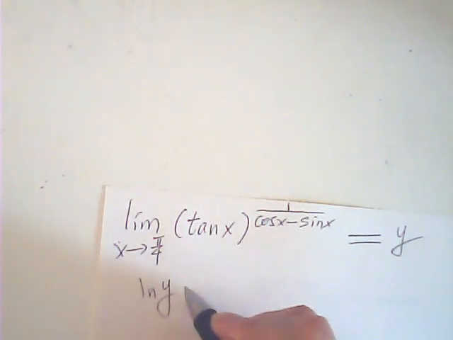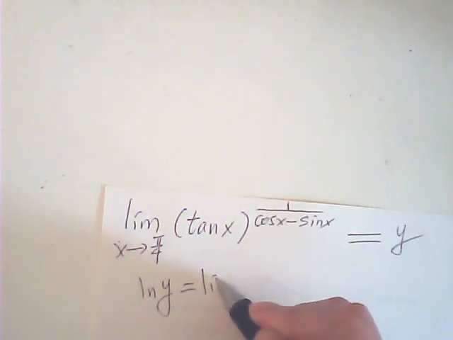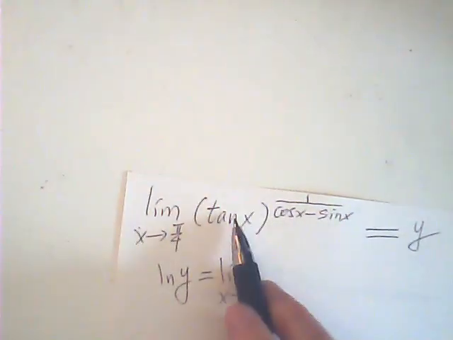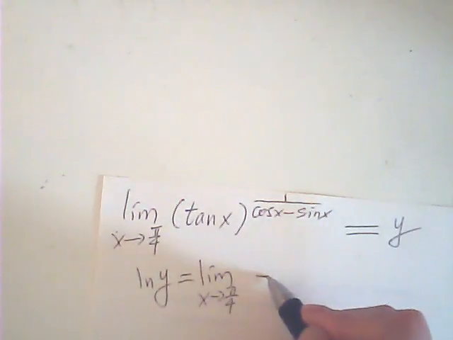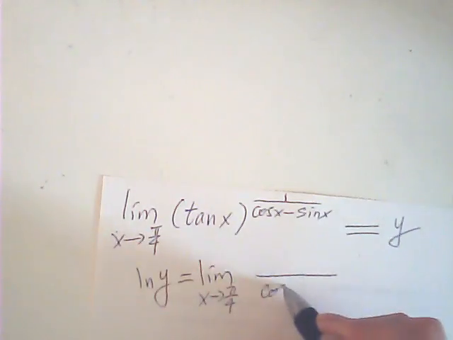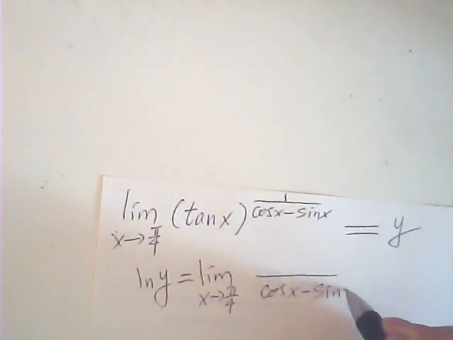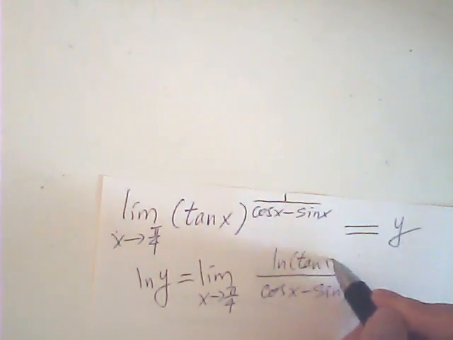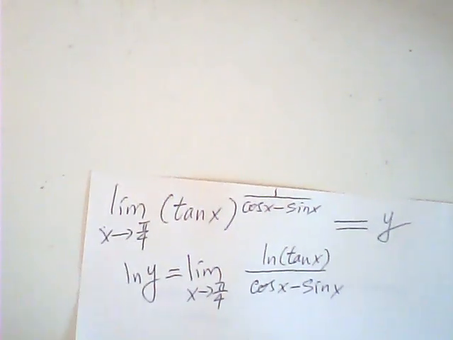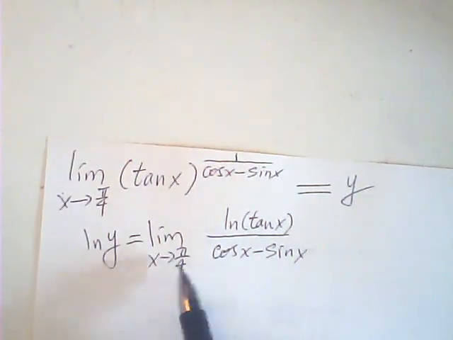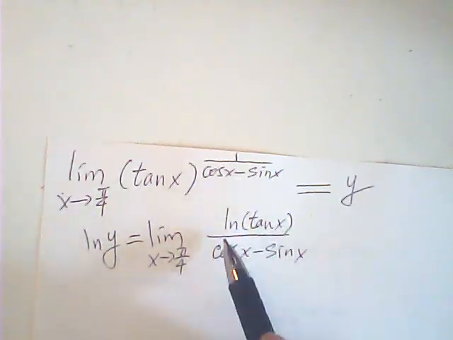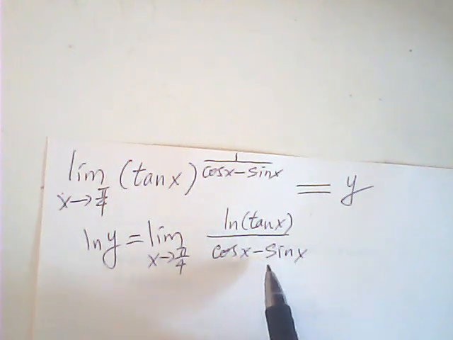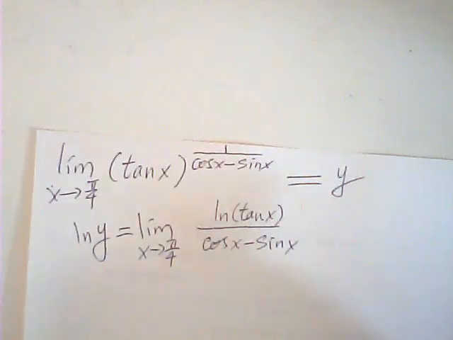Therefore, log y is equal to the limit as x goes to quarter pi. This index becomes cosine x minus sine x, times the log of tangent x. It's obvious. Then we check the limit. This is 1, right? Log 1 is 0. This cosine quarter pi minus sine quarter pi is also 0. So we can use L'Hopital's rule.